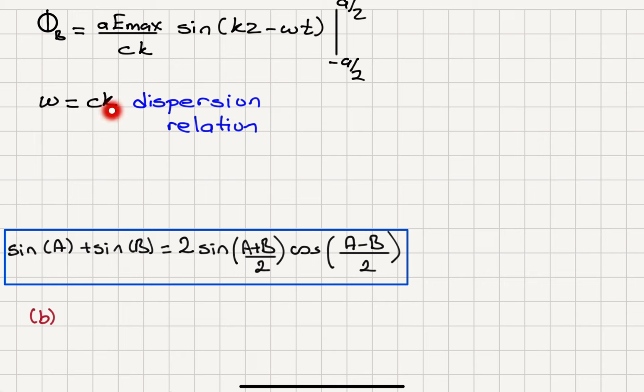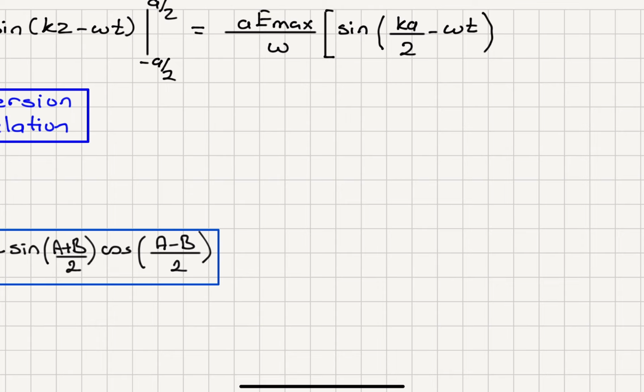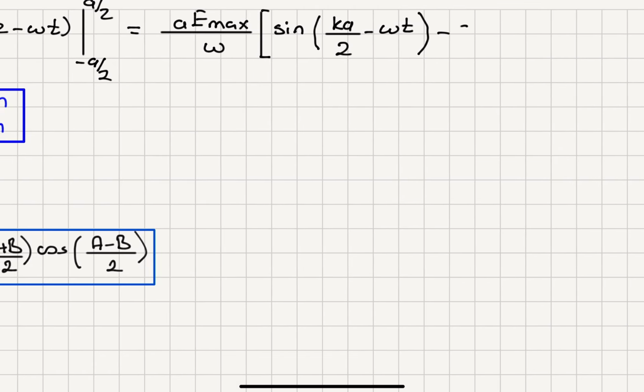A E max divided by omega, the ck product. Now I'm evaluating sine of (kz minus omega t) at plus z equal to plus a over 2. So this will be sine of (ka over 2 minus omega t), minus sine of (minus ka over 2 minus omega t). So this will be the flux.